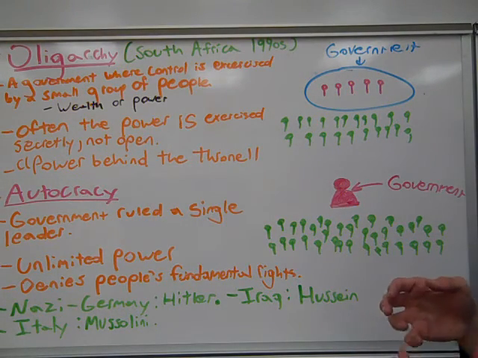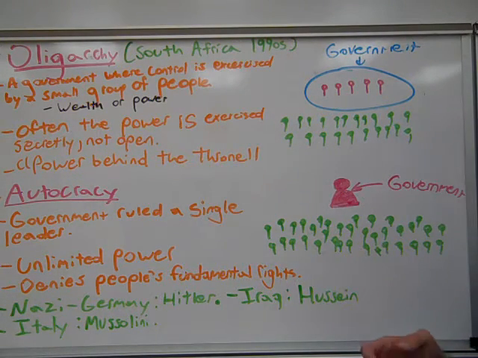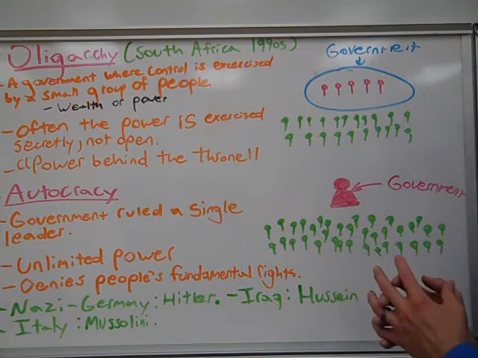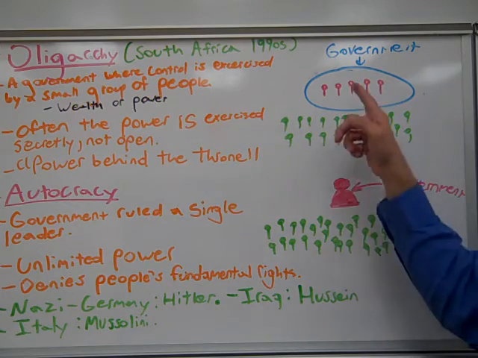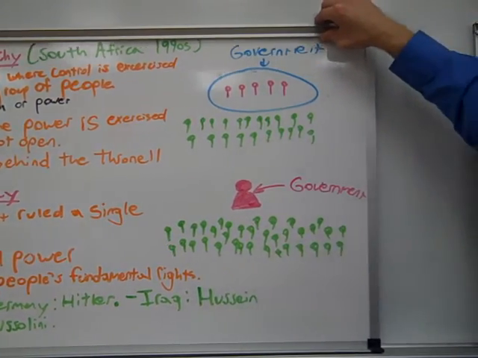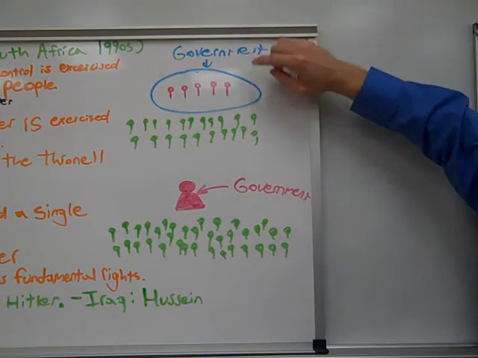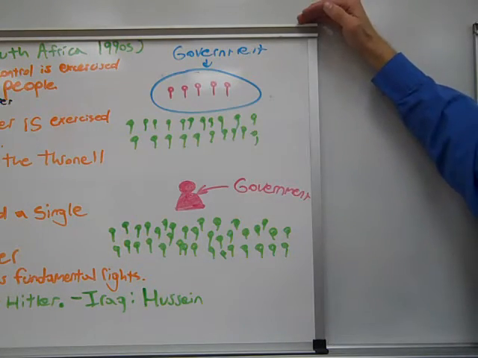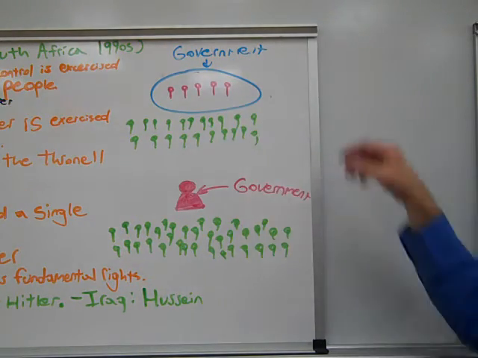So you may have this puppet leader, but the real power is behind him. So the puppet leader will do whatever the powerful few want him or her to do. And here's an example of that. You have the pink dots. The circle around it is the government, and the people are just on the outside.